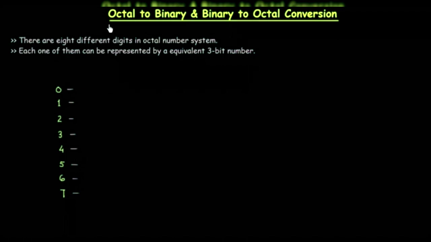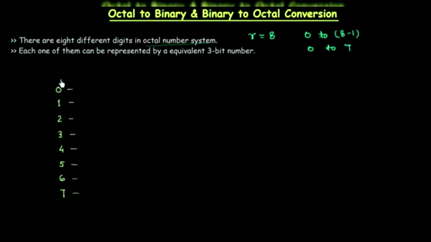In this presentation, we will learn octal to binary and binary to octal conversion. There are 8 different digits in octal number system. If you remember the first presentation on number systems, I told you base in case of octal number system is equal to 8. So R is equal to 8 in octal number system, and hence we have 0 to 8 minus 1 different digits in octal number system. It means 0 to 7.